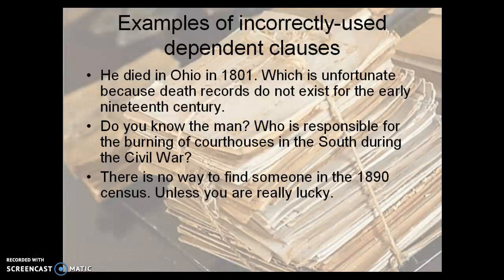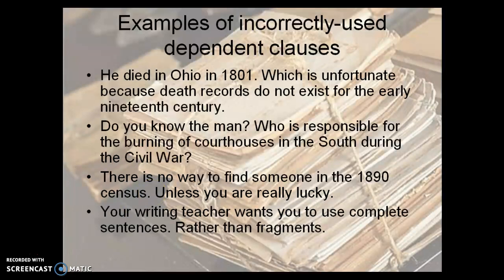Okay, the next one. There is no way to find someone in the 1890 census, period, unless you are really lucky, period. Again, "unless you are really lucky" is not a complete sentence. It's a dependent clause. You need the other sentence, "there is no way to find someone in the 1890 census," for it to make sense.